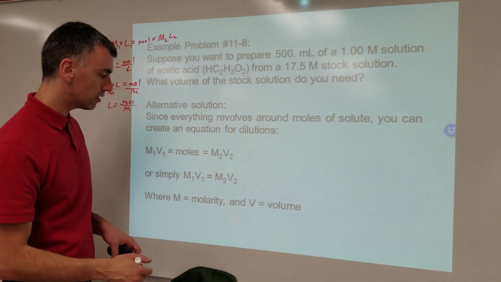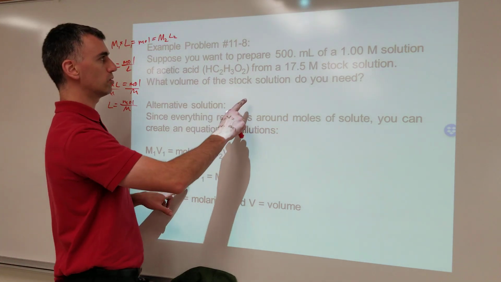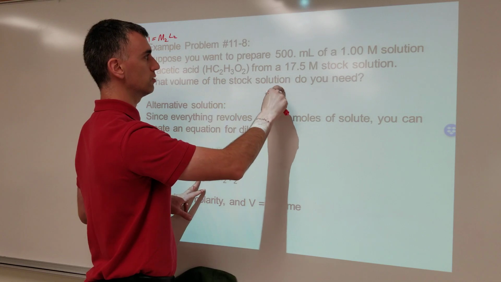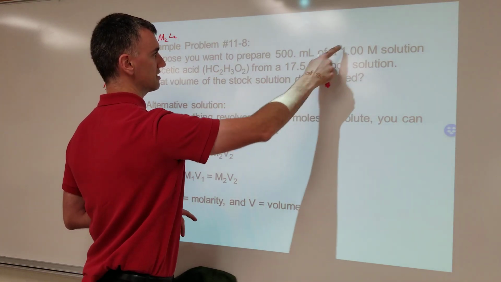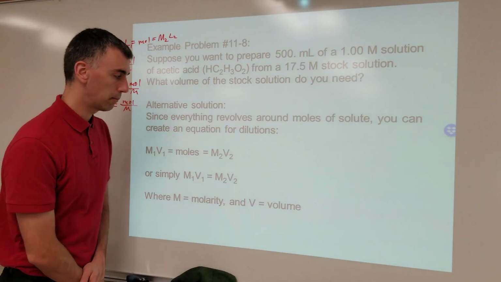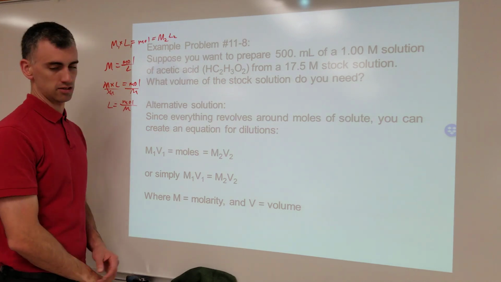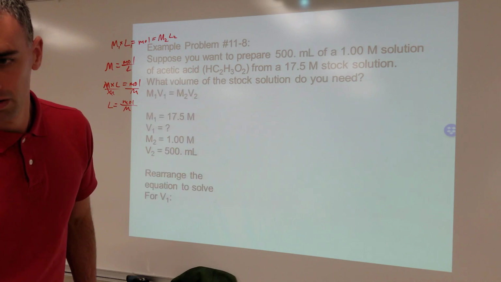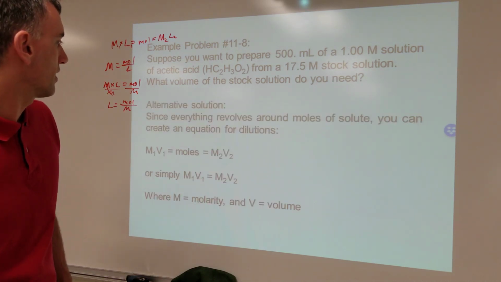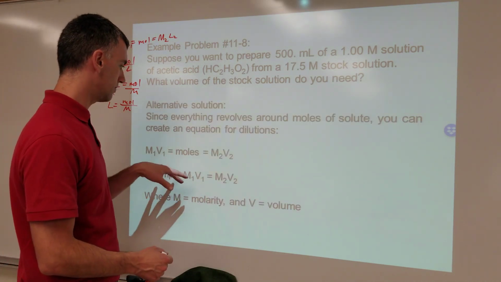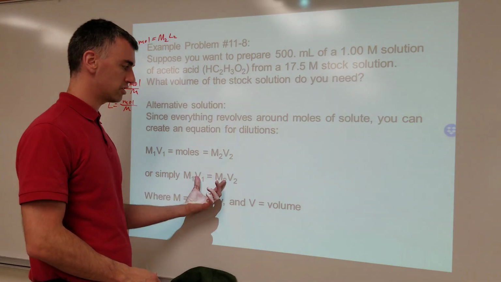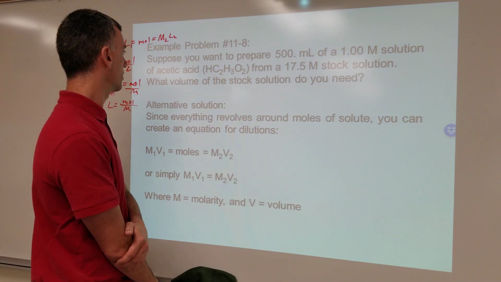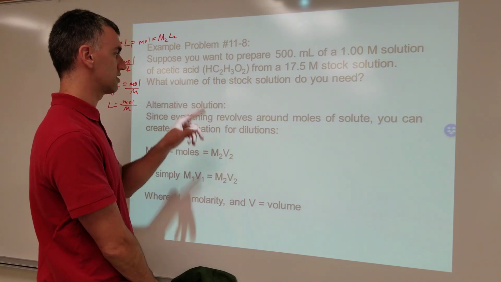The biggest hang up here usually is identifying which molarity is your M1, which molarity is your M2, which is your V1, which is your V2. So one of these is M1, one of these is M2. How to identify? Let's back up a sec. So M1 V1 equals M2 V2. You're going to rearrange the equation and then solve. So let's back up a second before doing that. What am I being asked for? What volume of the stock solution do you need? So I'm being asked for volume.